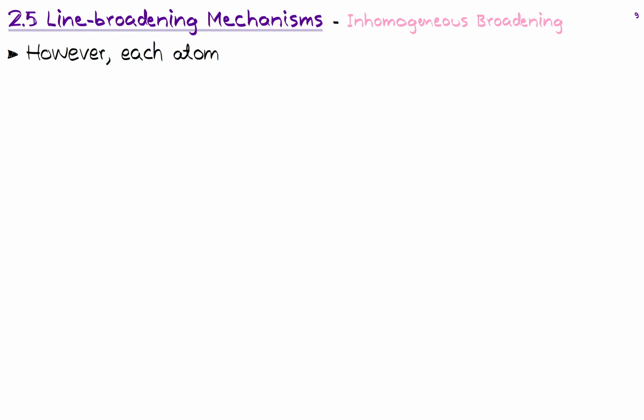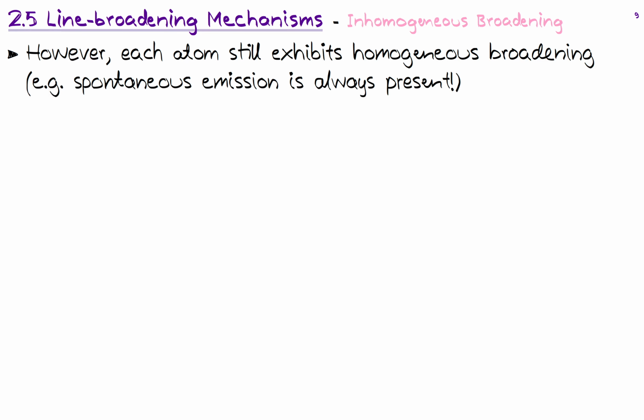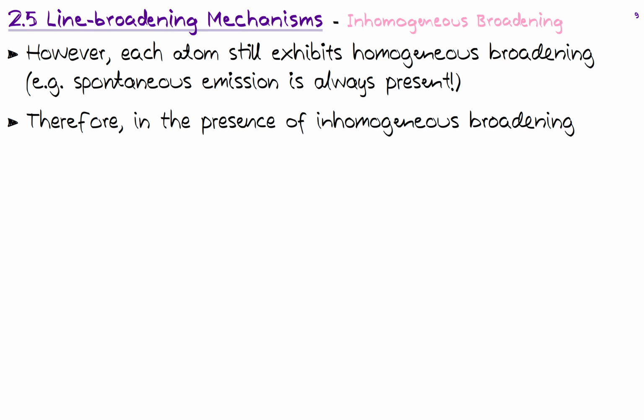So each atom still exhibits homogeneous broadening. We cannot really get rid of, for example, processes such as spontaneous emission. That's always present within the material. So please remember that. We always have homogeneous broadening within our material. So what happens when we also have inhomogeneous broadening taking place? We must consider both of these effects.